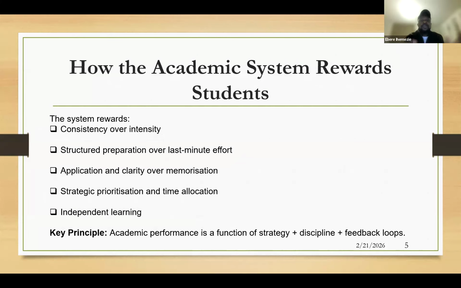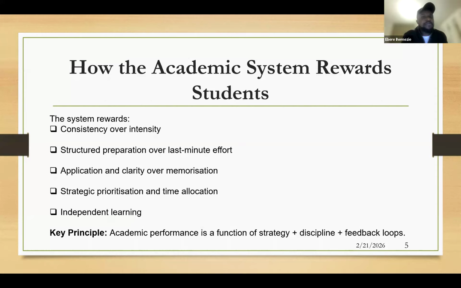So, how does the academic system reward students? If you understand that academics is a system, it means there are procedures, there are standards in which things are done. So how does it reward those? How does it separate those who are good students and those who are bad students? The first thing is to understand that the academic system rewards consistency over intensity.